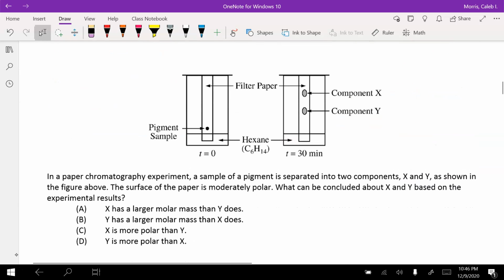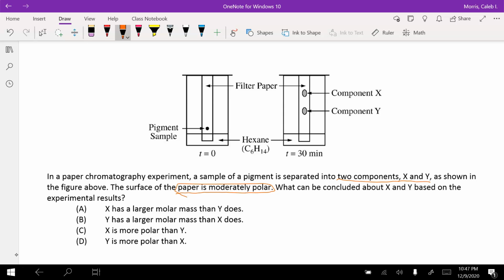Here's an example. In a paper chromatography experiment, a sample of a pigment is separated into two components. We have X and Y, as shown in the figure above. The surface of the paper is moderately polar, so the paper is moderately polar. What could be concluded about X and Y based on the experimental results?